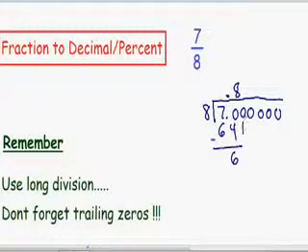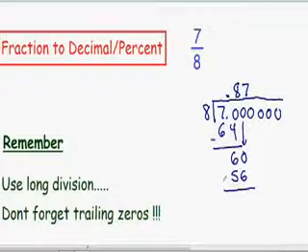Now we need to bring down our next 0. 8 goes into 60 7 times. 7 times 8 is 56. And if we subtract 60 minus 56, we get 4. We still have a remainder, so we need to keep on going. So I'll bring down my next 0.